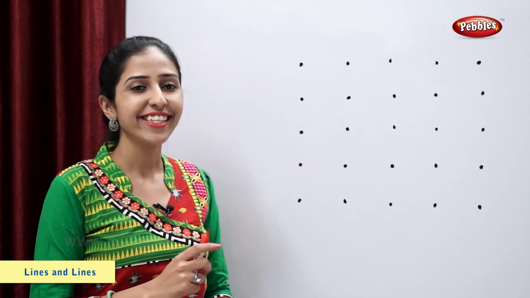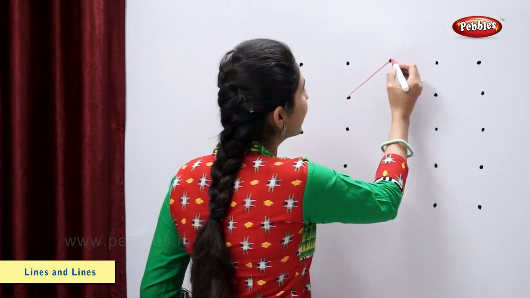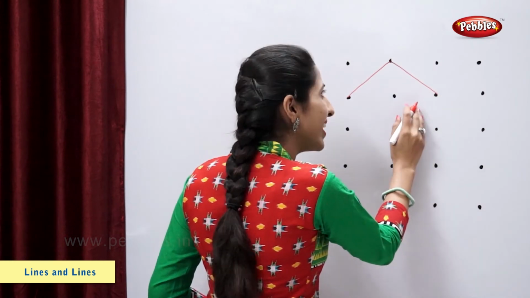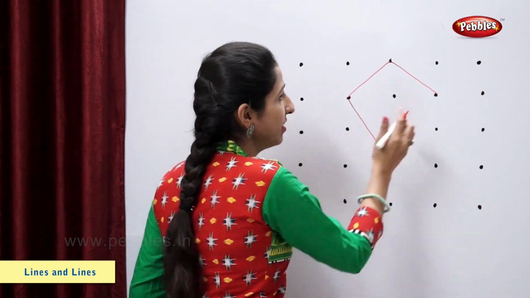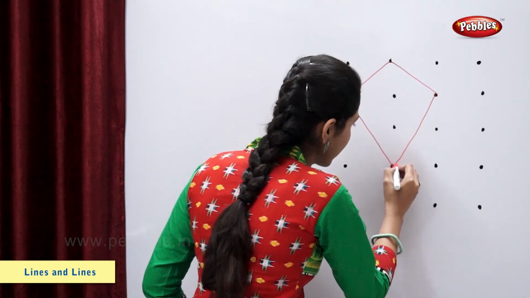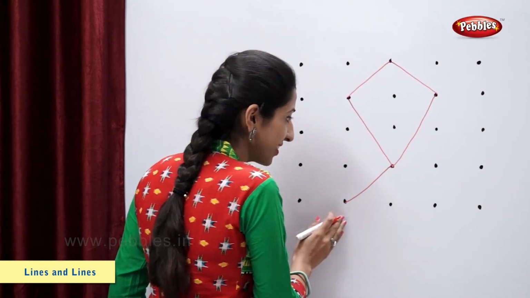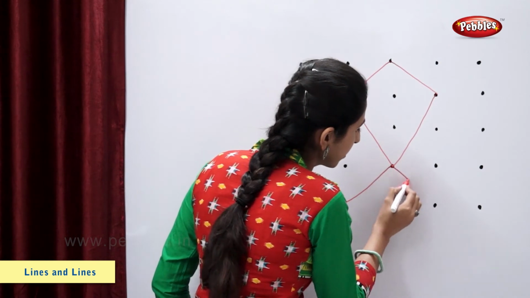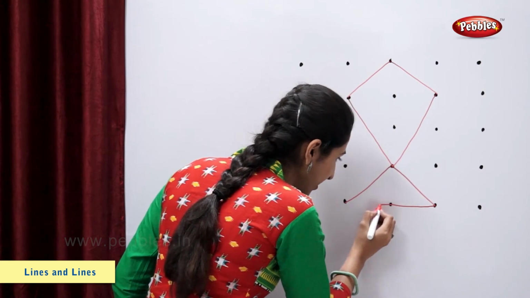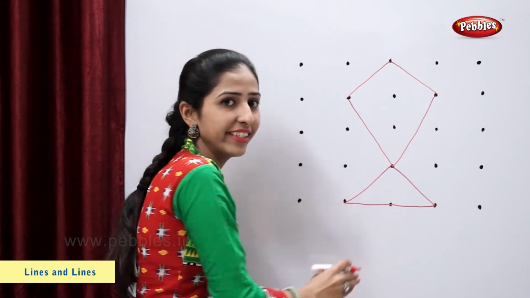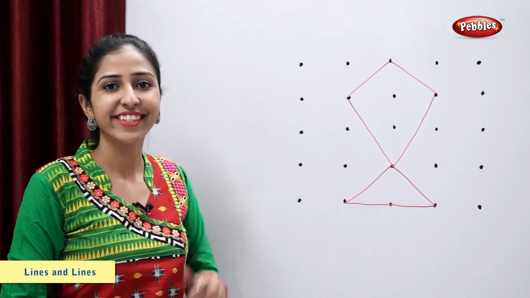Let's draw a kite. Slanting line, slanting line, slanting line, slanting line, slanting line, one more slanting line and a sleeping line. So, we have drawn this kite using the grid.